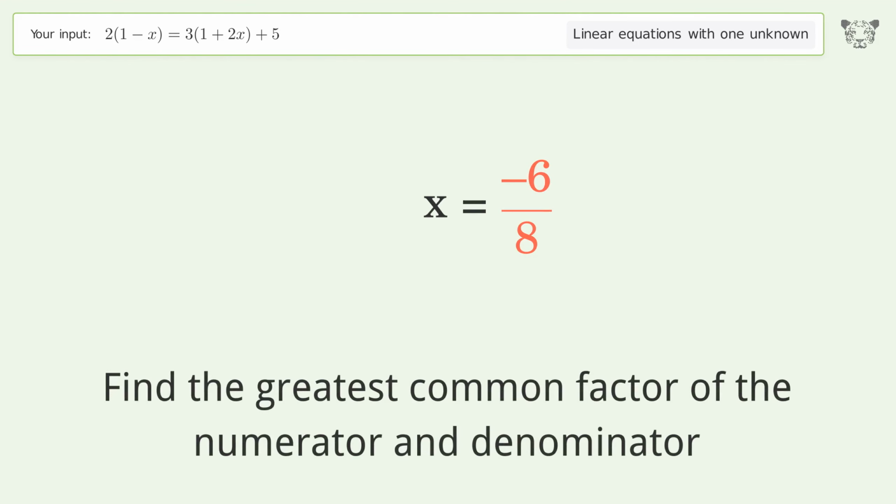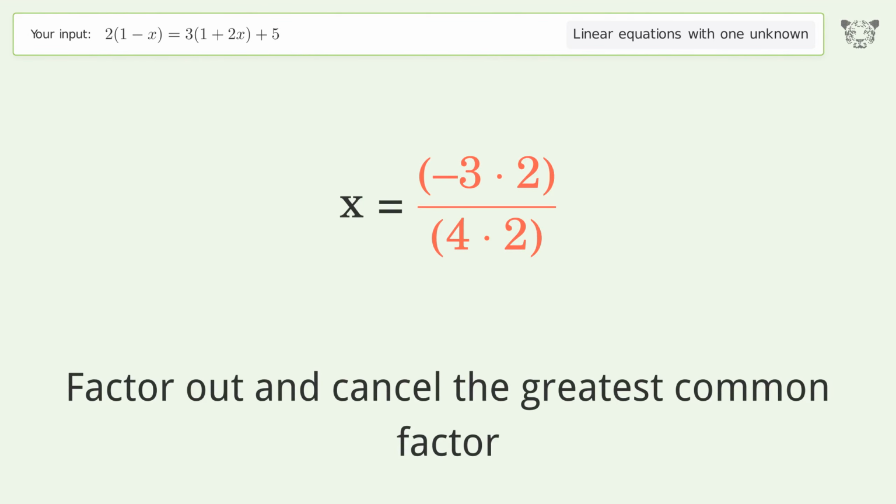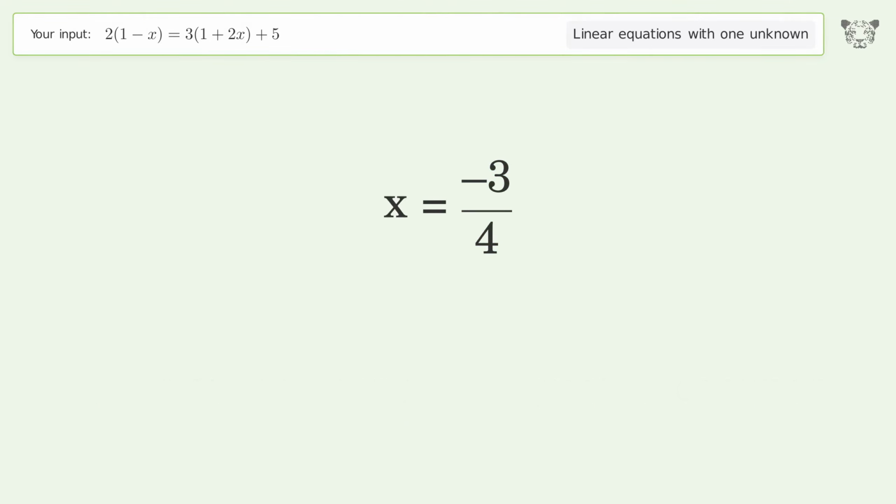Find the greatest common factor of the numerator and denominator. Factor out and cancel the greatest common factor. And so the final result is x equals -3/4.